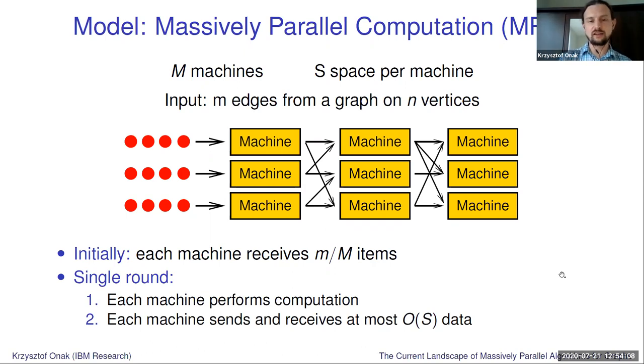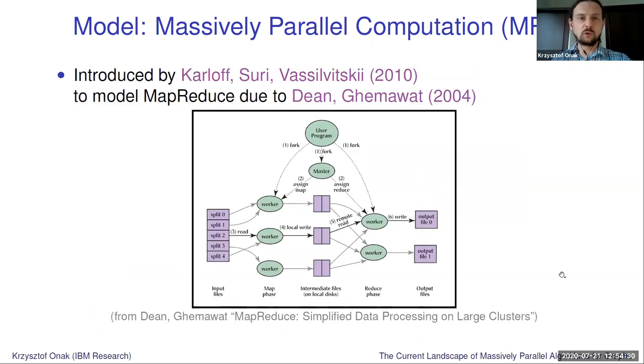So there is one limitation when it comes to the data exchange phase. Each machine can only send and receive at most, basically, its local space overall, right? So the total volume of messages that the machine sends or receives is bounded by its local space. So this model was introduced by Karloff, Suri and Vassilvitskii already 10 years ago. And it was specifically designed to model what's happening in MapReduce.